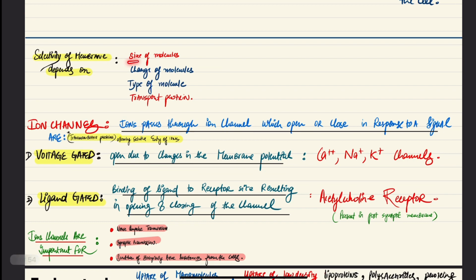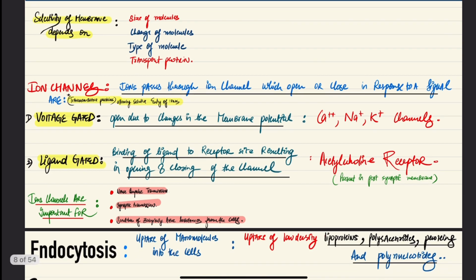Some other points to remember: the size of the molecule, charge of the molecule, and type of molecule. These are the things on which the selectivity of the membrane depends.